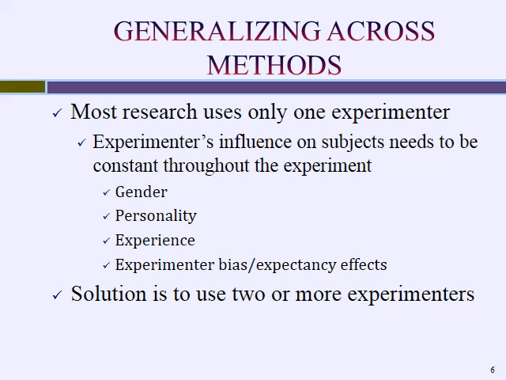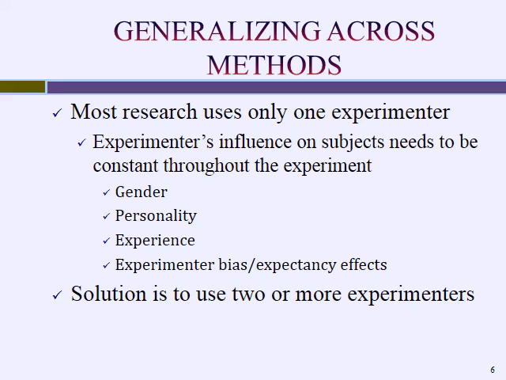Now, we've talked about generalizing to other populations. It's also important to consider that the methods that are used influence generalizability and external validity. So in experimental research, for the most part, research is only done using one experimenter, and the characteristics of this experimenter, or the person doing the research, can influence the results, meaning those findings can only be generalizable in settings when the experimenter was similar.